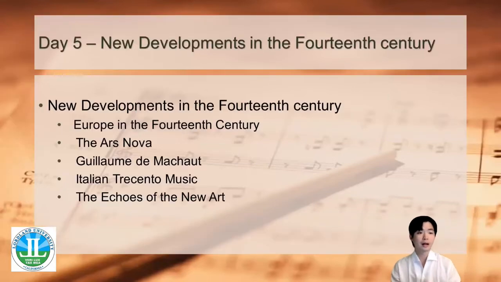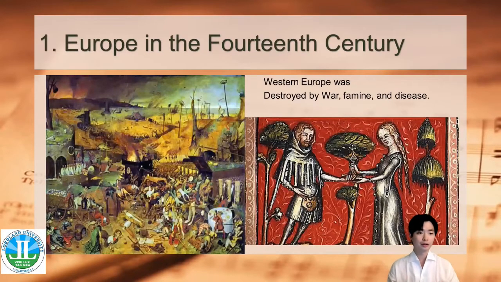So today's timetable is this: the new developments in the 14th century. Europe in the 14th century. This is so important because at that time, so many changes happened. Then the Ars Nova, meaning a new method or new art. And then Guillaume de Machaut, who is the composer, and then Italian Trecento music, and the 14th century Madrigal, and then the echoes of the new art. So this is the new style, a new attempt to compose Christian music. So let's begin with Europe in the 14th century.